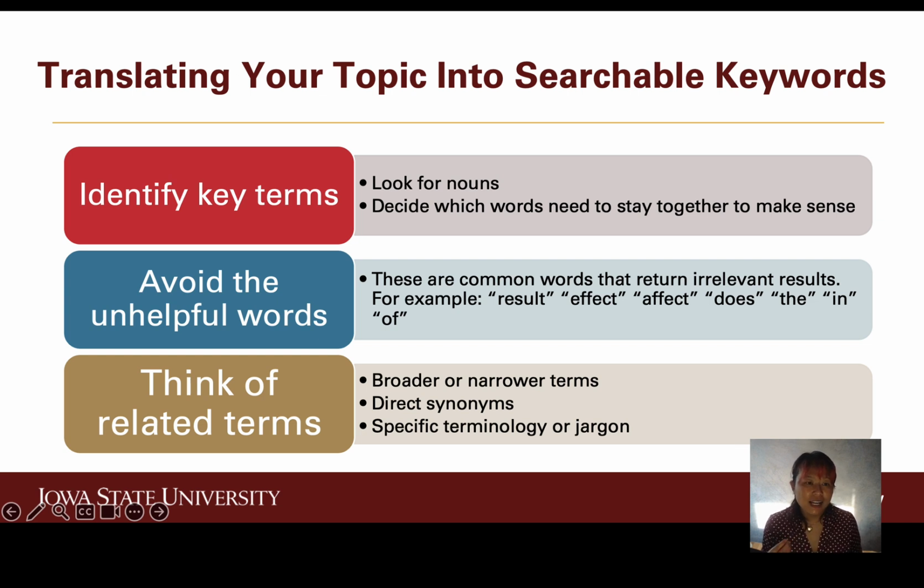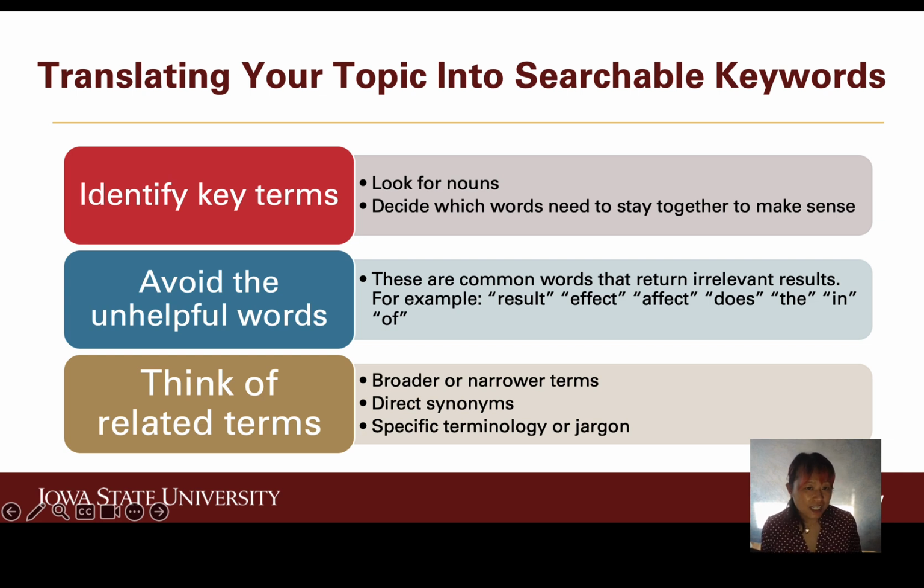When you're identifying these essential elements, you want to make sure you note which words stay together in order to make sense. You might be tempted to include words like result or effect as one of your key terms, but these words are so common that in college level research, using some of the search tools that you'll be using, they're more than likely going to bring you irrelevant results, so you want to avoid them.